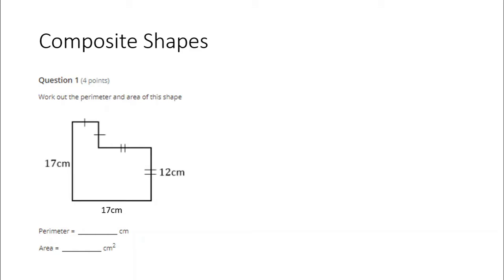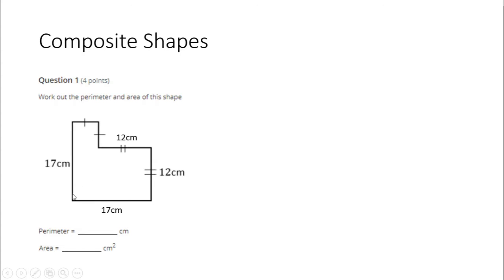First, this composite shape. We can work out the perimeter of a composite shape so long as we know the lengths of all of the outer sides. Now, some of these sides here are not labeled, but look at the markings on the shape. These double markings mean that these two side lengths are the same length. So if this is 12 centimeters, so is this length. These single markings tell me that they are the same length, but I don't know what either of them are. So first I'm going to need to work out what they are.